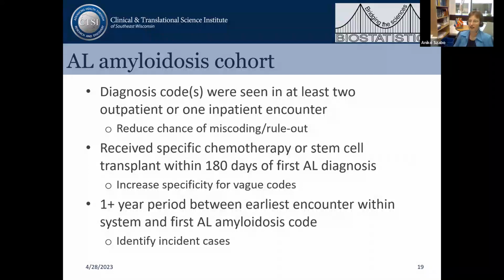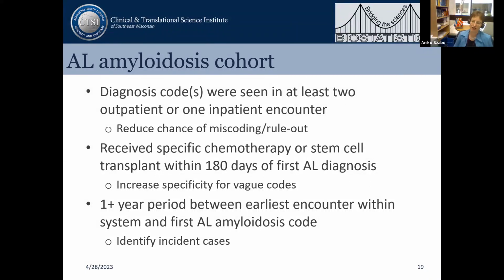So in terms of our AI models cohort, the final definition, using some of those codes that we determined originally, was based not only on a discussion with the clinical team, but also on papers of what others have done. So we looked at diagnosis codes that were seen in at least 2 outpatient or 1 inpatient encounter. This reduces the chances of miscoding or rule-out diagnosis.